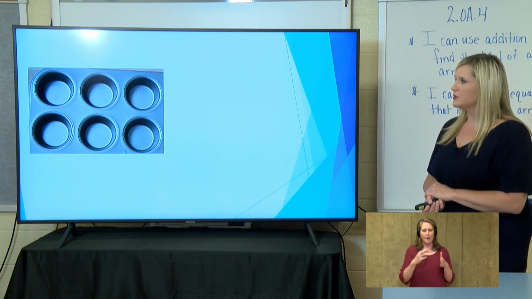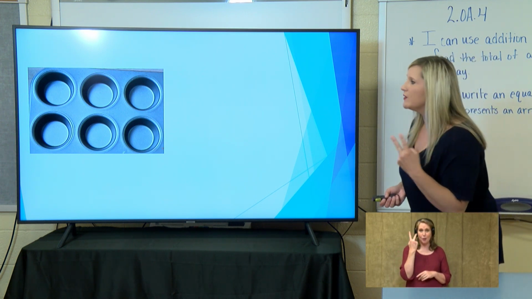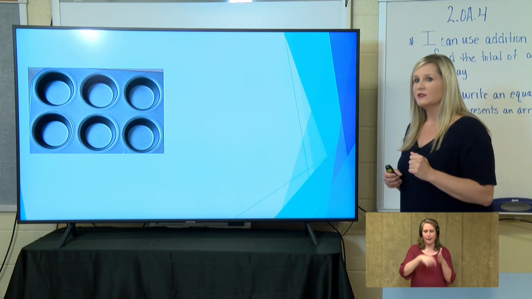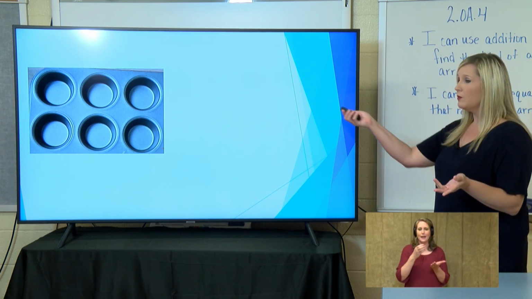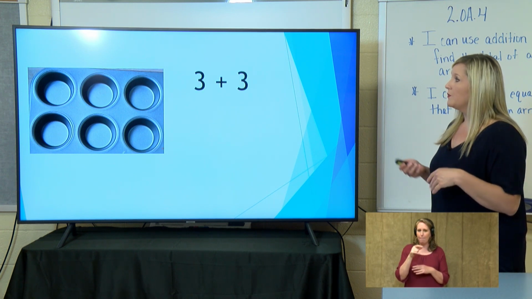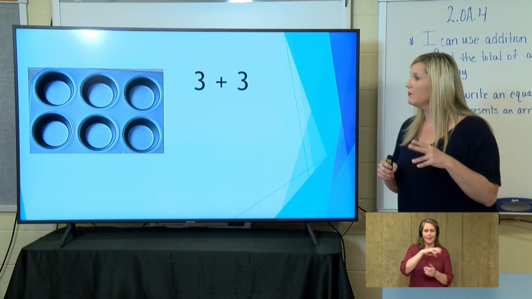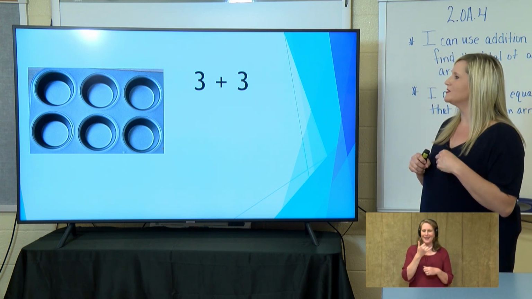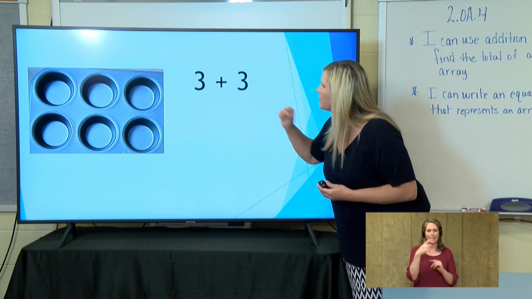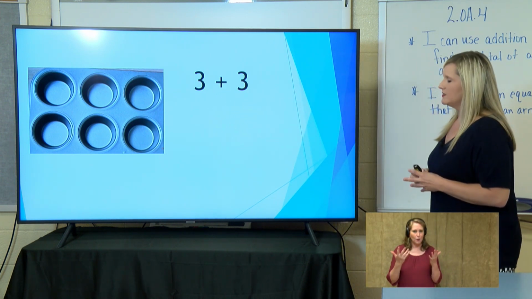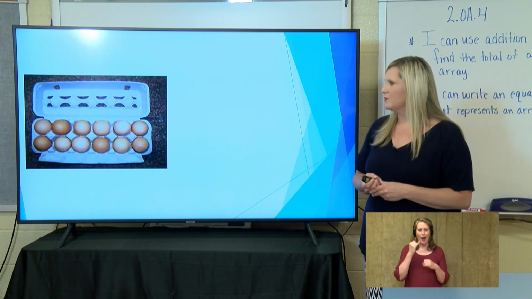How many rows do you see? That's right, you see 2 rows. And how many are in each row? There are 3 in each row. So how many cupcakes could you make with this cupcake pan? Well, you could make 6 cupcakes, 3 plus 3. We have 2 rows of 3. So we have 3, 2 times, 3 plus 3, and that would equal 6. All right, good job. And then our last real life picture today.